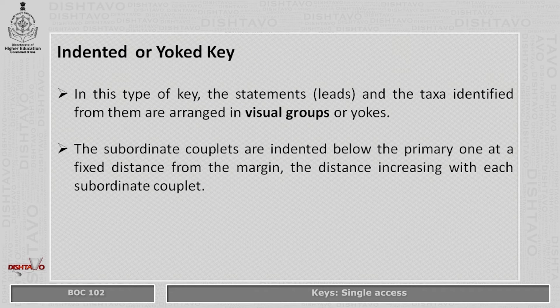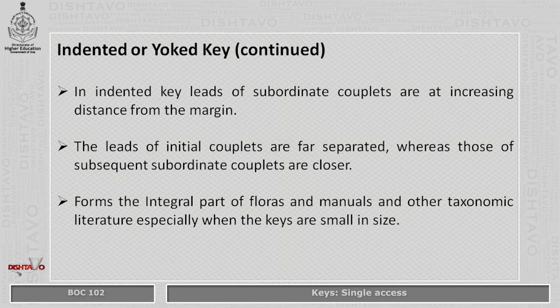Coming to the structural component of indented or yoked key, in this type of key, the statements, which are also referred to as leads in the key, and the taxa identified from them are arranged in visual groups or yokes. The subordinate couplets are indented below the primary one at a fixed distance from the margin, and the distance increases with each subordinate couplet. In indented key, leads of subordinate couplets are at increasing distance from the margin. The leads of initial couplets are far separated, whereas those of subsequent subordinate couplets are closer.